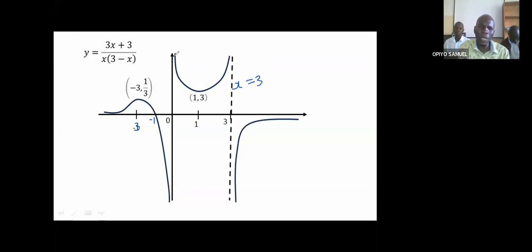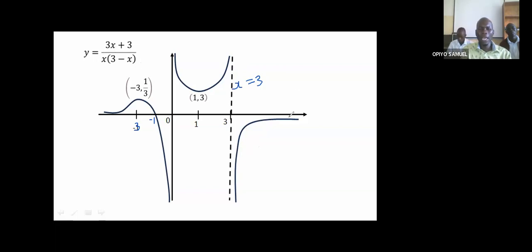So it's just a matter of drawing the curve in this form. Meanwhile, for x greater than 3, the curve is negative, meaning it must lie below the x-axis. And the curve is asymptotic to the line x equals 3, asymptotic to the x-axis. And the curve has no turning points. So as you draw the curve in this region, there must be no turning points. Meanwhile, it will become parallel to the x-axis and parallel to the line x equals 3. So this is the sketch of the curve y equals 3x plus 3 over x times 3 minus x.